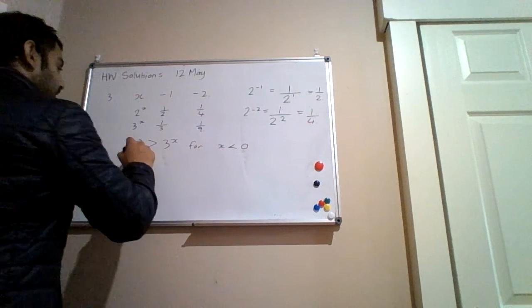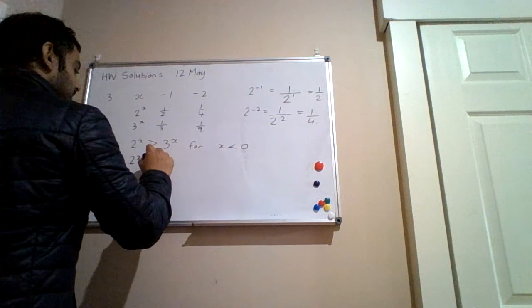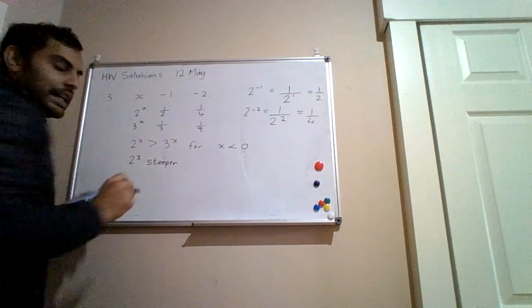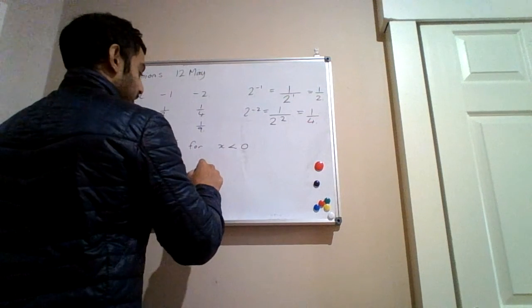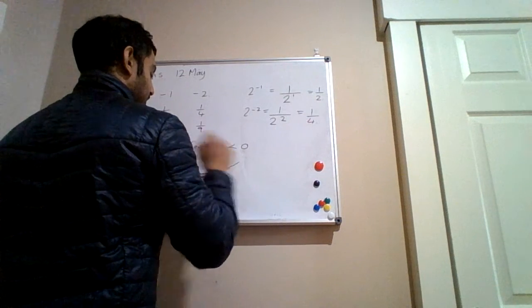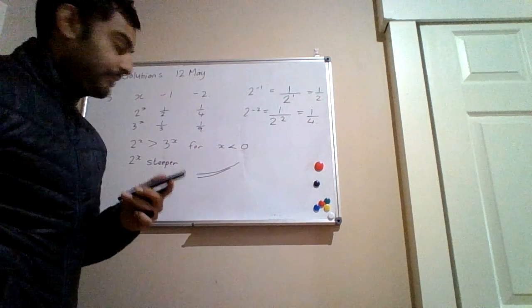So that would mean that 2 to the x must be steeper because it is greater. The graph of 2 to the x would look like this, and the graph of 3 to the x would be underneath.